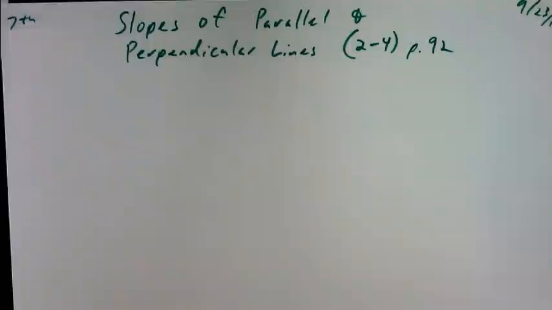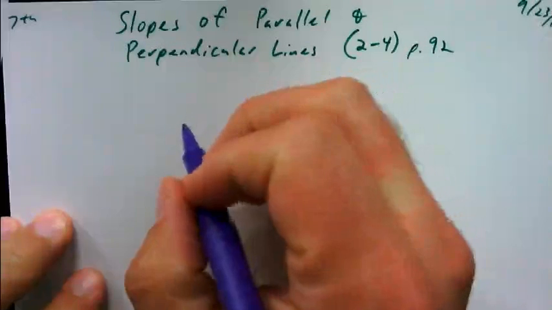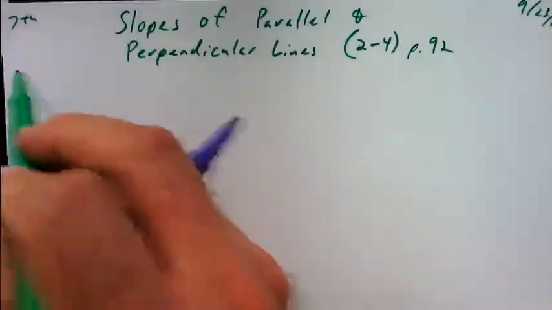Okay, so again, we're talking about slopes of parallel and perpendicular lines. Section 2-4, page 92, this is the last section in this entire unit. We're supposed to have our test on Thursday, all right? So after today, tomorrow and Wednesday, we're just reviewing over things. Now, parallel and perpendicular. We talked about these briefly when we did our very first set of notes. So we're doing this in terms of a coordinate plane.